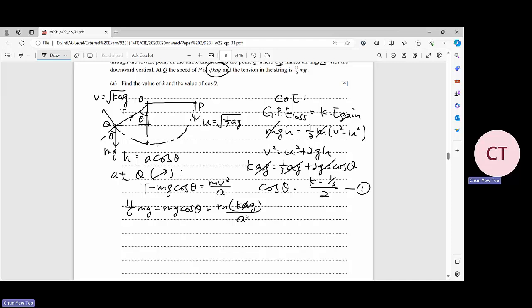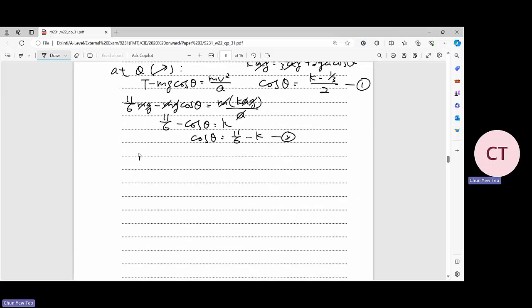So by cancelling the a, and cancelling the m and g, you get 11 over 6 minus cos theta equal to k. Then you will get cos theta is equal to 11 over 6 minus k. That will be your second equation. Equation 1 equal to equation 2. So you get (k minus 1 over 3) divided by 2 is equal to 11 over 6 minus k.